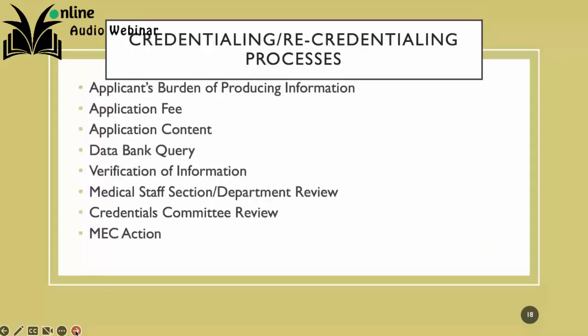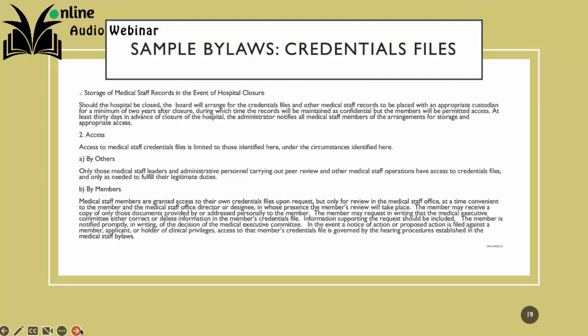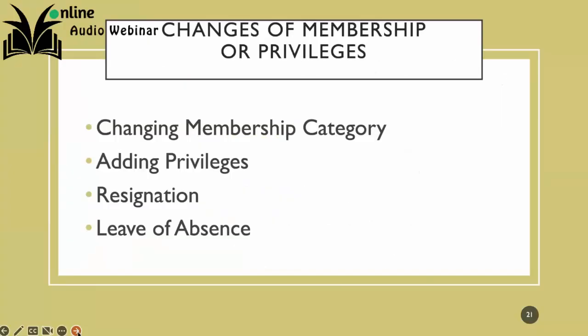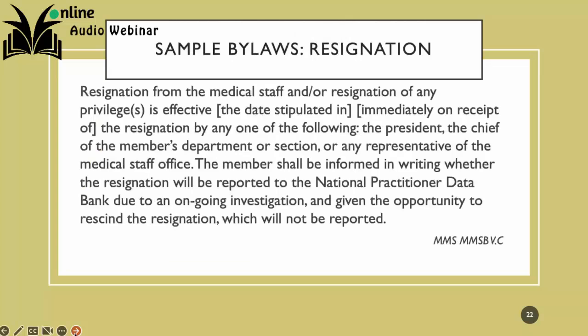Credentialing is a key part of the medical staff responsibilities and needs to be delineated clearly in the medical staff bylaws. For example, one example that comes up in the credentialing area is what goes in the file, where it goes, who's responsible for controlling the credentials file, and this provision from the Massachusetts model. Privileges, major area for medical staff bylaws. Criteria, how criteria are determined, that process. Don't forget to provide for change. For example, resigning privileges. This is very important.